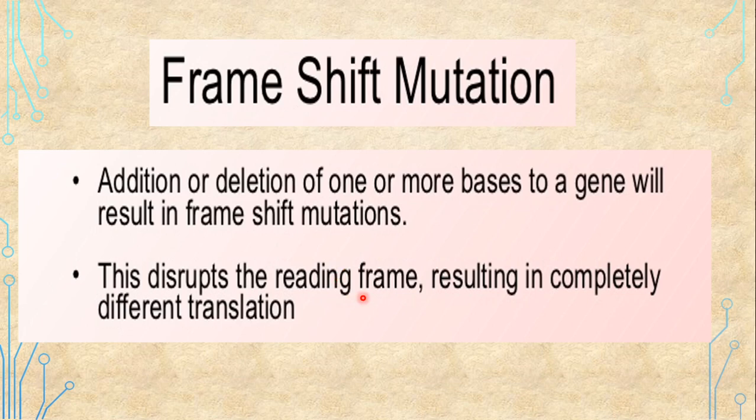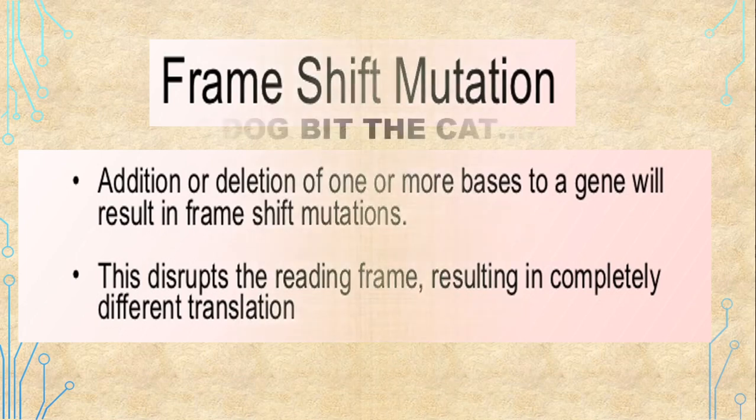Compared to point mutation, in point mutation what happened? The translation was not totally disrupted. Only one amino acid changes. But in case of frame shift mutation, depending upon at what point the mutation is occurring, the total formation of the polypeptide might be transformed. Let us see how.